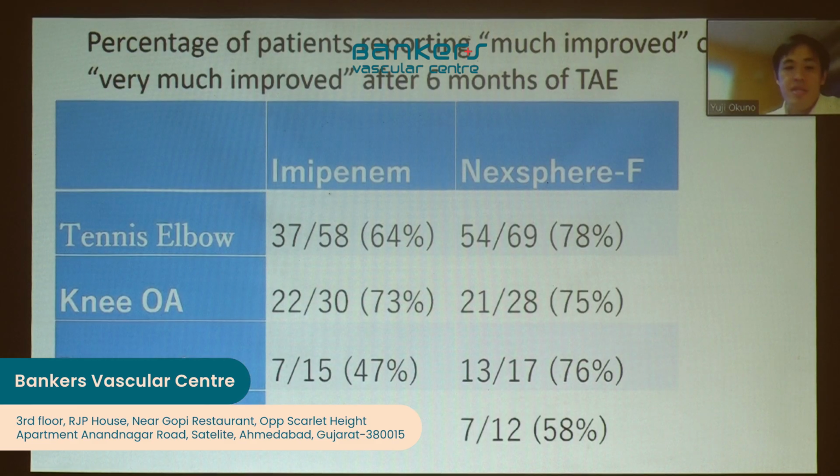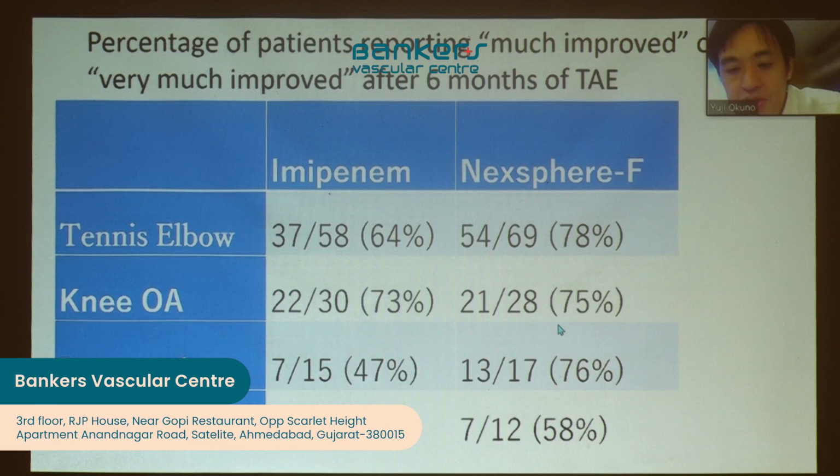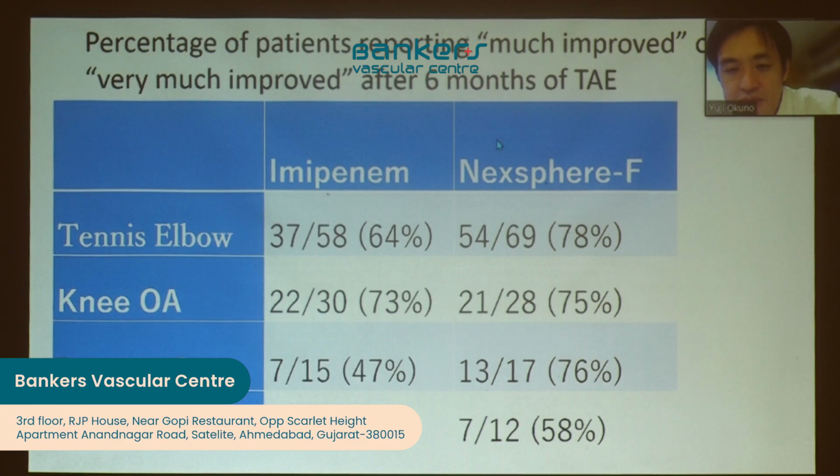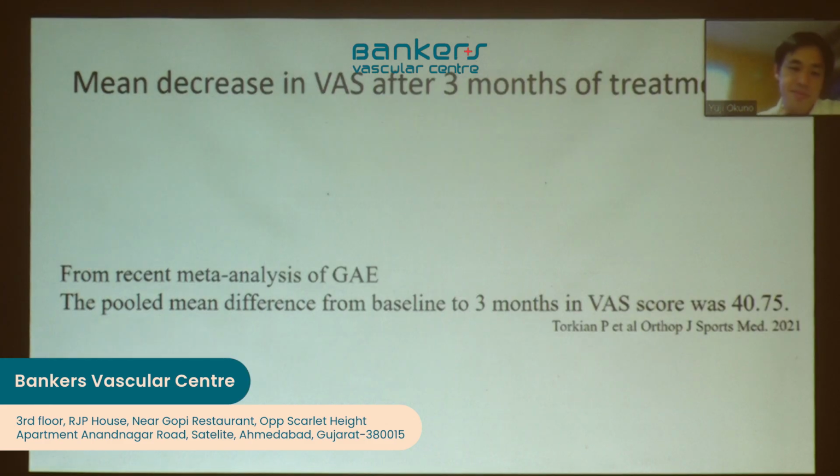EE and NXPRF have similar clinical results, but especially in tennis elbow or jumper's knee, NXPRF had better results compared to EE. In the knee joint, the results are similar. For frozen shoulder, EE was better, but in tennis elbow or sports injury, NXPRF demonstrated better results.